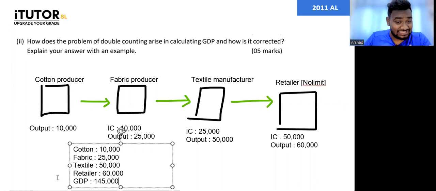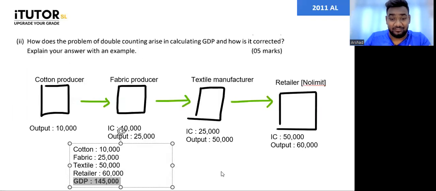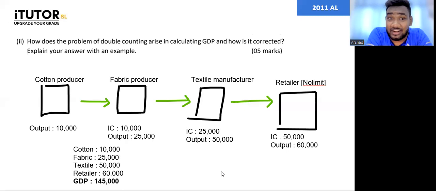Is this correct? If you say the GDP is 145,000, this is not correct. Why? This is what you call the double counting error. How is this the double counting error? Oh, we can call this the multiple counting error.